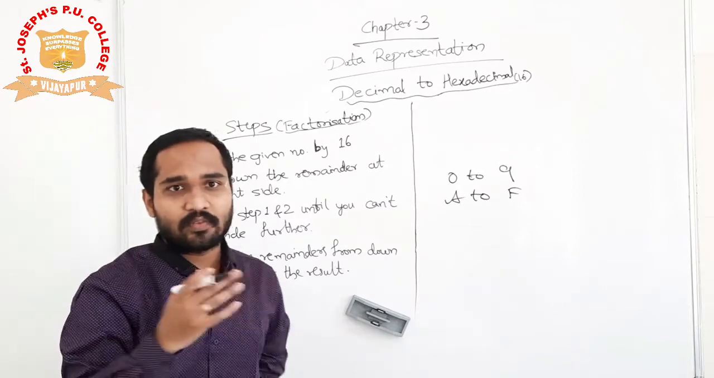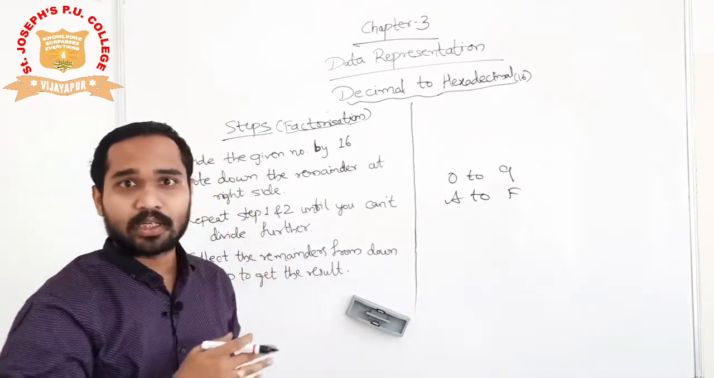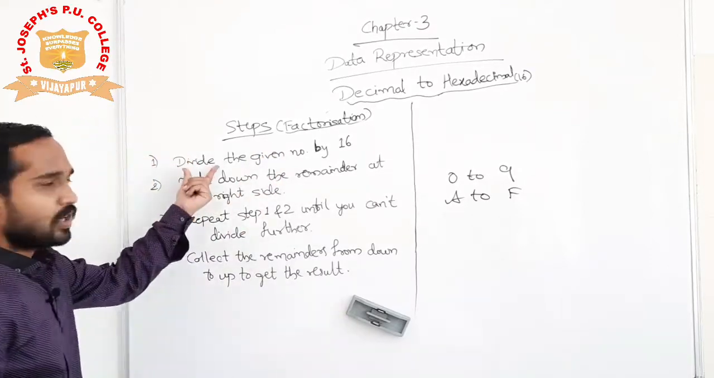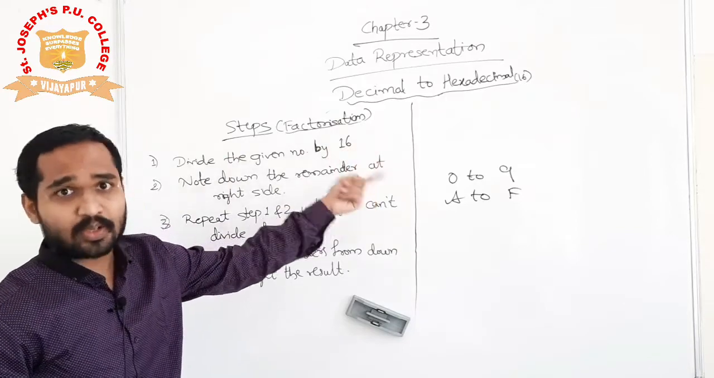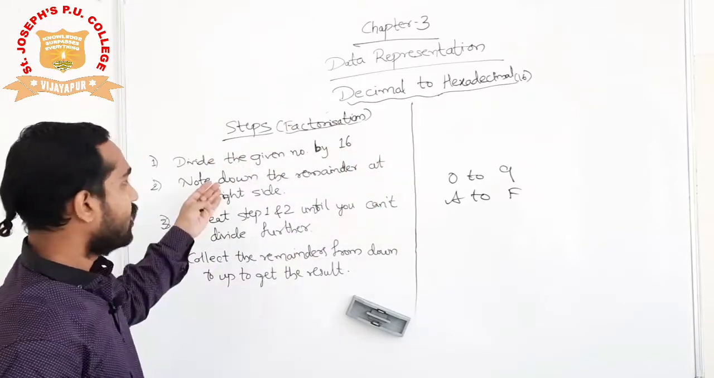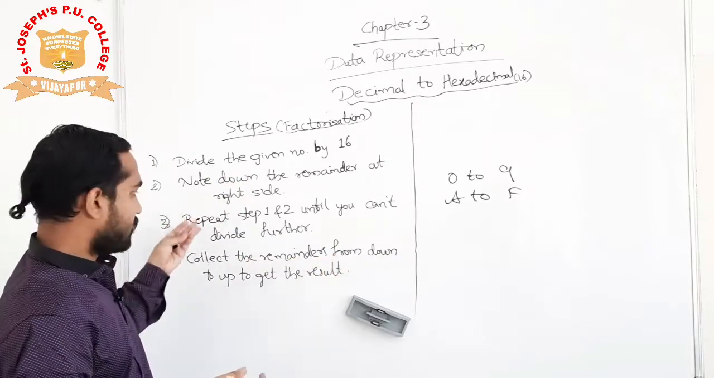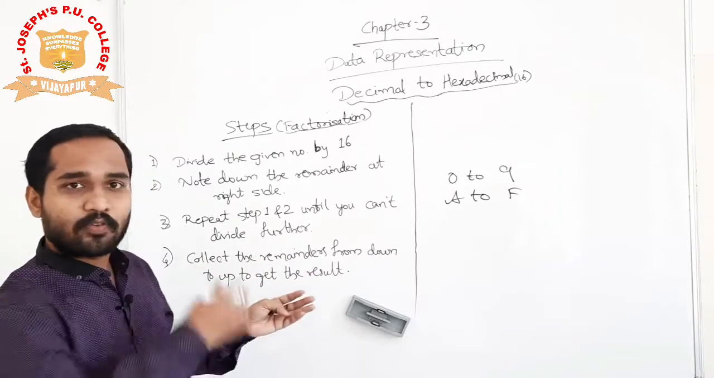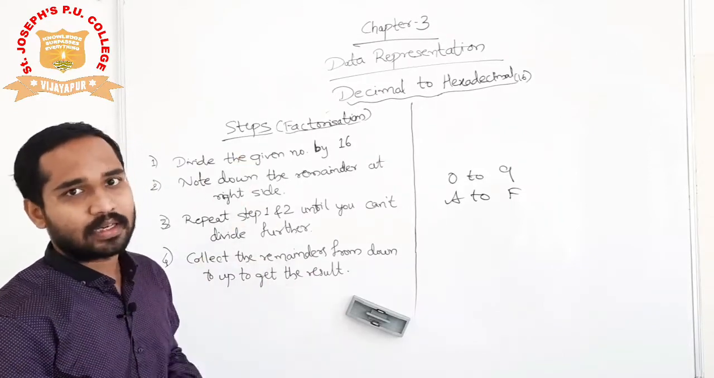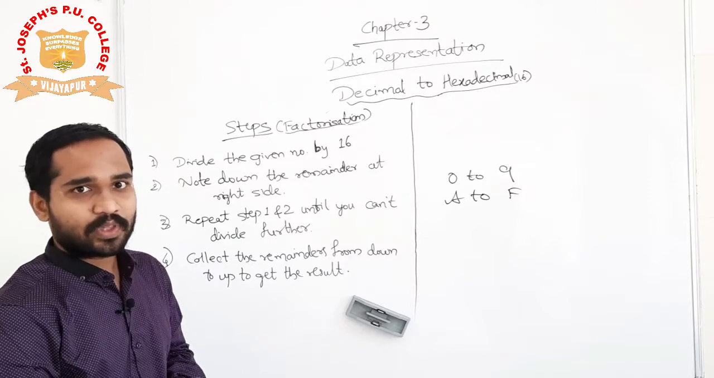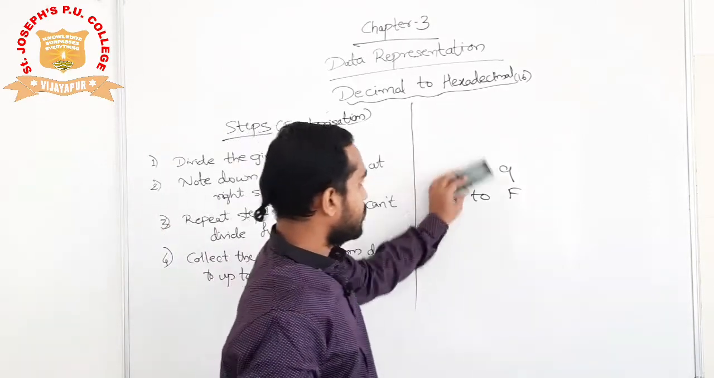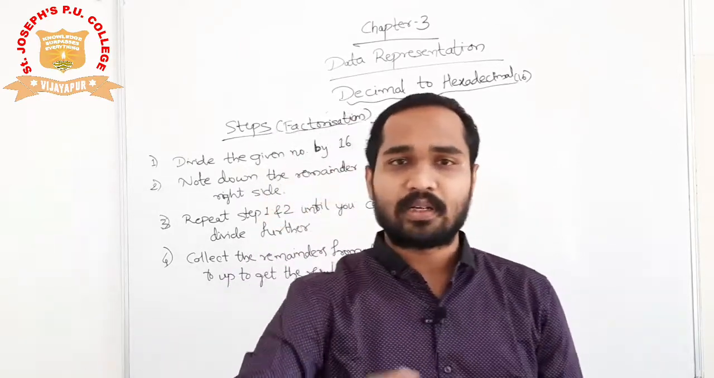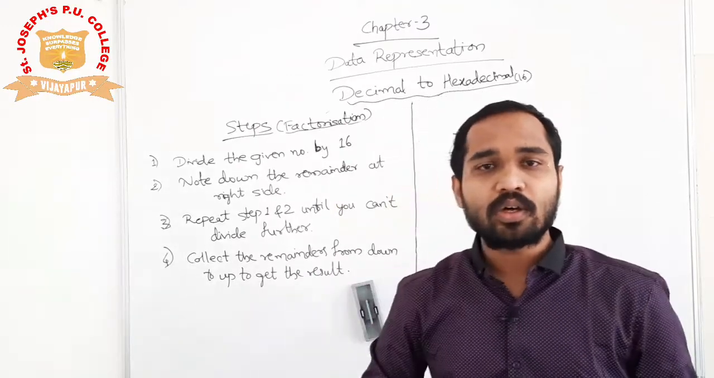Now with these digits, we have to convert the given decimal number to hexadecimal number. The steps always remain the same. Only one thing changes: divide the given number by 16 because the base of hexadecimal is 16. Then note down the remainder at the right side. Then repeat the first 2 steps until you can't divide it further, and then collect the remainders from down to up to get the required hexadecimal number. You already have understood this. Can we just try a decimal number and convert it into hexadecimal? Give any decimal number that you have to convert to hexadecimal.